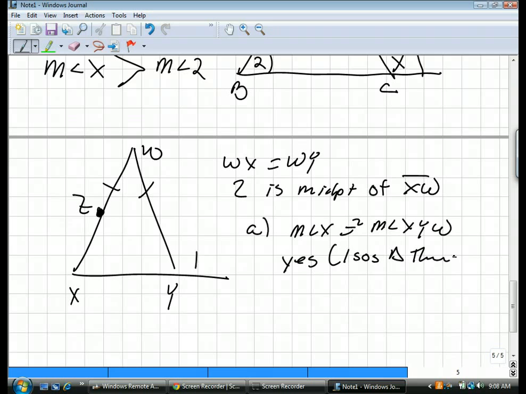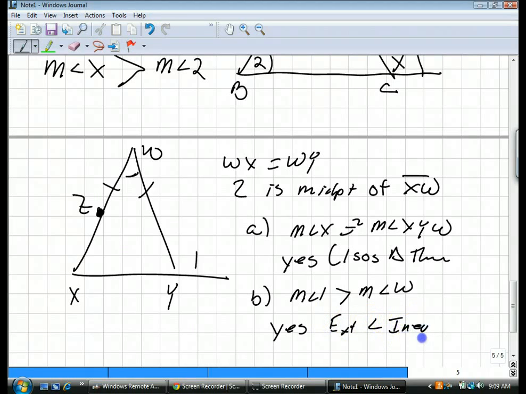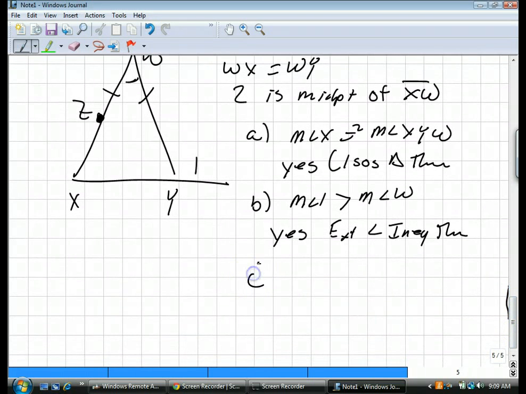angle X and angle XYW would be the base angles. Okay, B, is it true that measure of angle 1 is greater than measure of angle W? Yes, that is true, because angle W is a remote interior angle, and so we know that the whole is greater than either of its parts. So this is true by the exterior angle inequality theorem. Okay? All right, C.